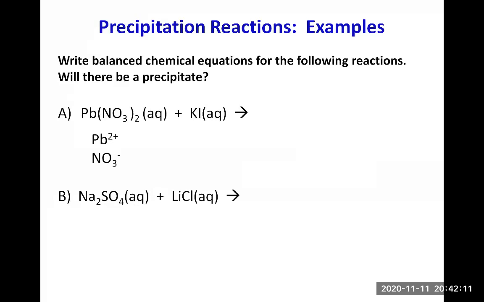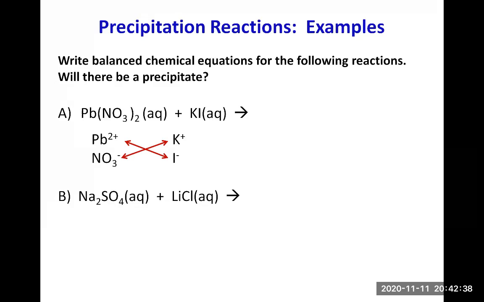KI is a solution of potassium, K+ from group 1A, so 1+. I is the iodide ion with 1 negative charge because it's from group 7A. So they will exchange partners. Pb2+ will pair with I-, and the K+ will pair with the nitrate.